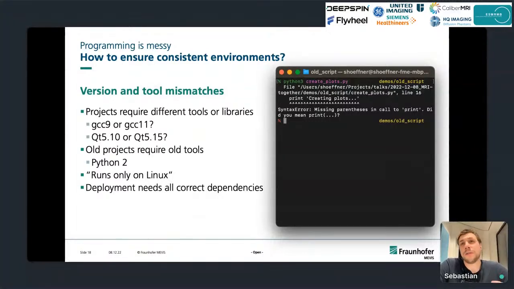And if you deploy, for example, your website somewhere and you need a specific version of FastAPI or Django or Flask or something like that, it will also be very difficult to get that on a server which, for example, is shared among others. So how can we ensure consistent environments in these cases?